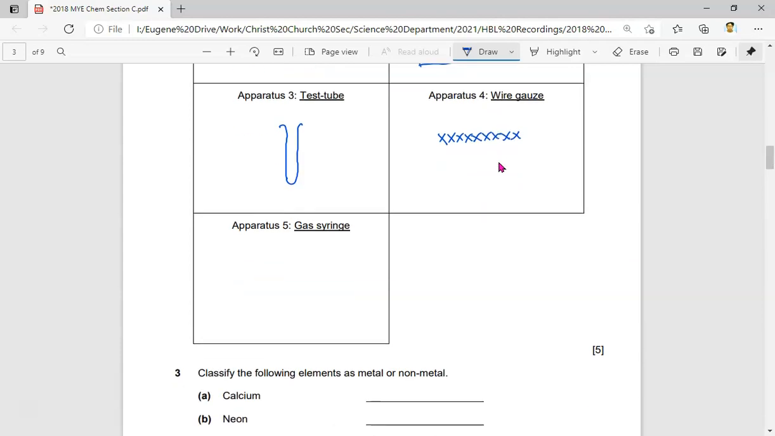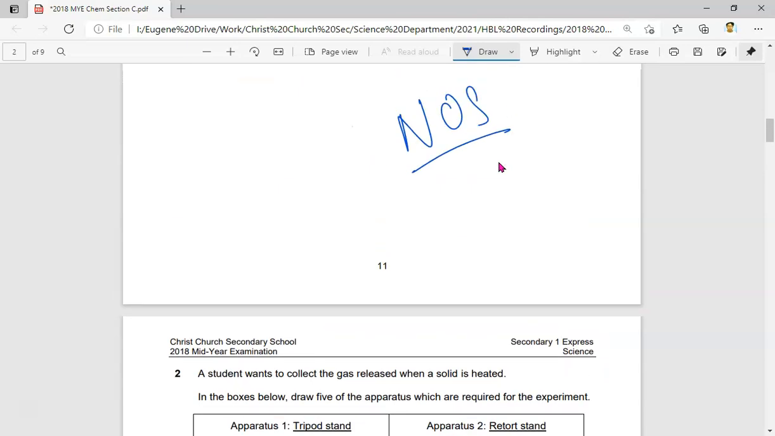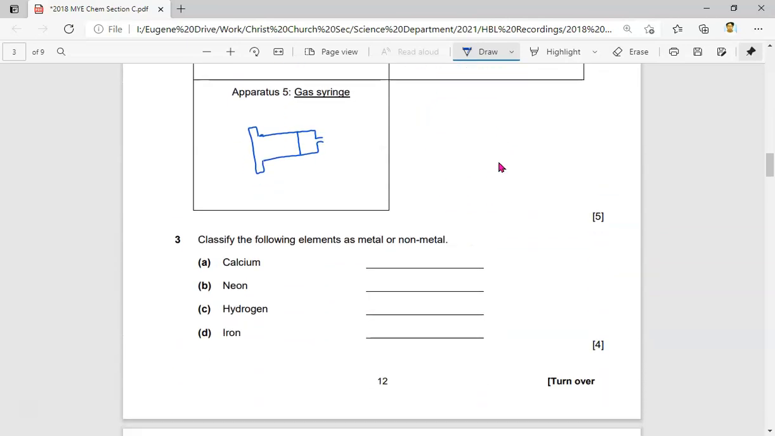Last one, a gas syringe. A gas syringe is the one that looks a bit tricky. Okay, you draw this and then you draw the plunger. Okay, so this is your gas syringe. Okay, so these are the 5 apparatus to draw. Okay, so take note of that.